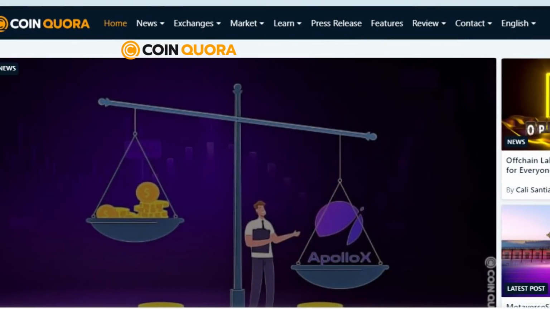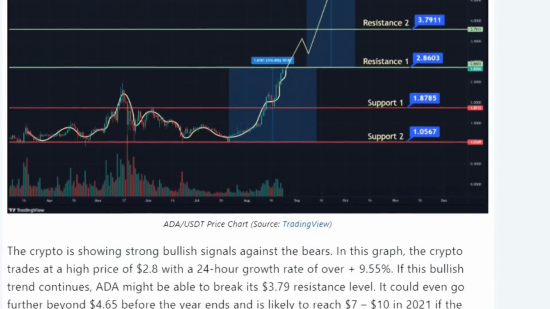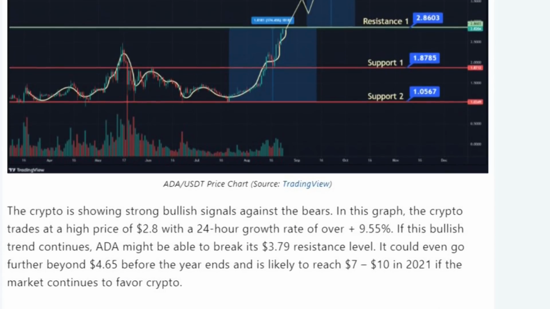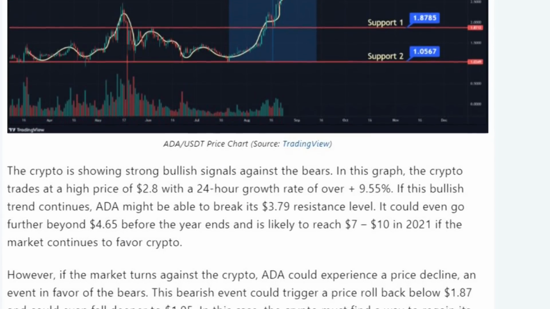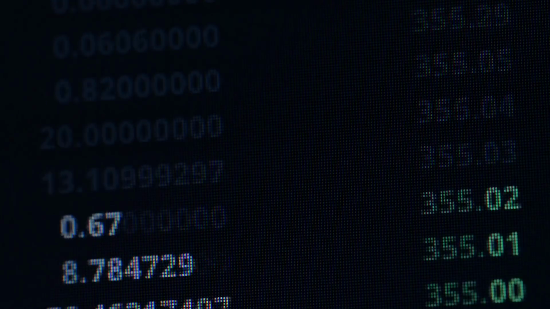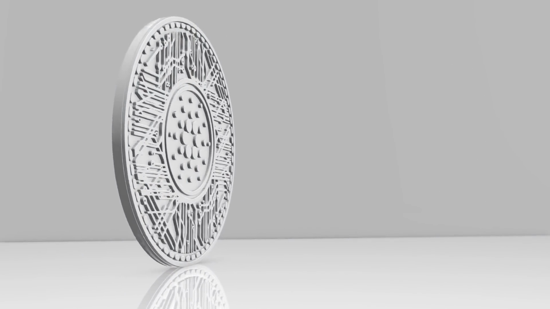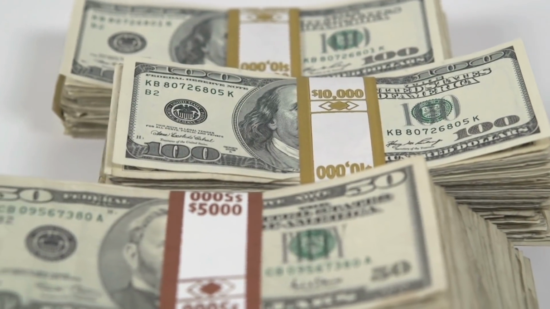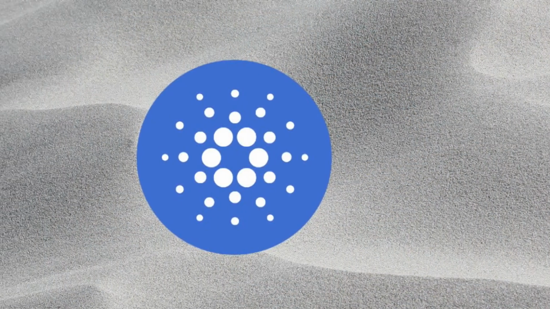An article posted by CoinQuora on August 23rd said that Cardano might reach a high of $7 to $10 by the end of 2021, should the market continue favoring crypto. If the hype continues, we'll be seeing ADA reaching new heights, and who knows, maybe that $1,000 mark won't be that impossible after all.